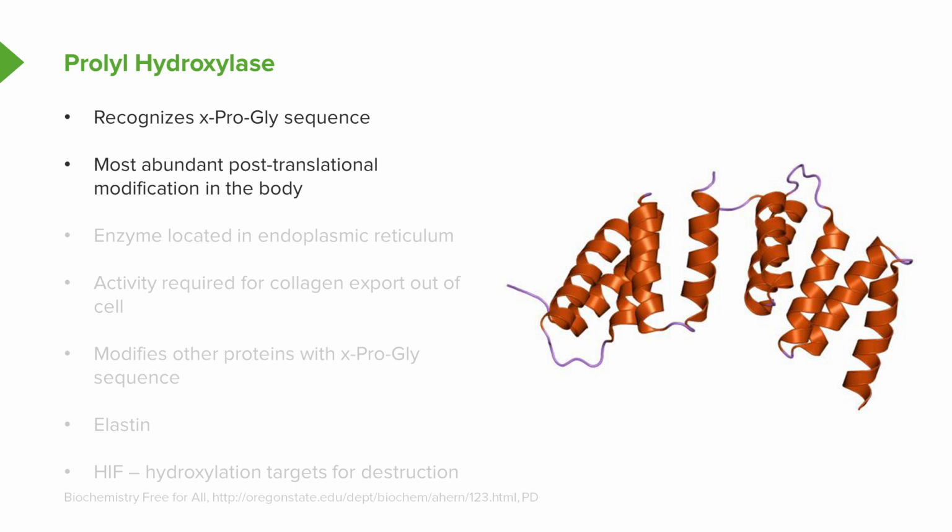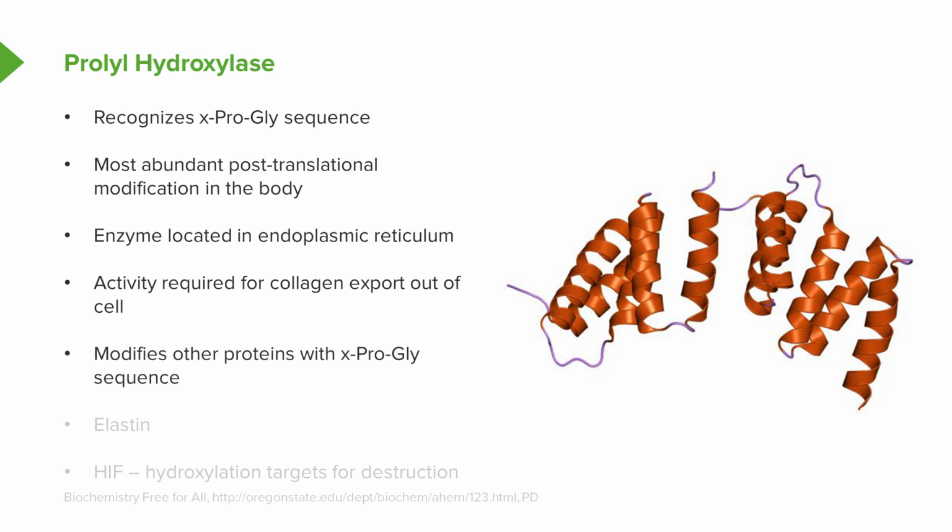Now, this chemical modification that I've just described is the most abundant post-translational modification that occurs anywhere in the body. The enzyme is located in the endoplasmic reticulum because, as I noted, this activity is essential to get the collagen exported out of the cell. Without the hydroxylation, collagen won't be released, and even if it is released, it won't be stable.